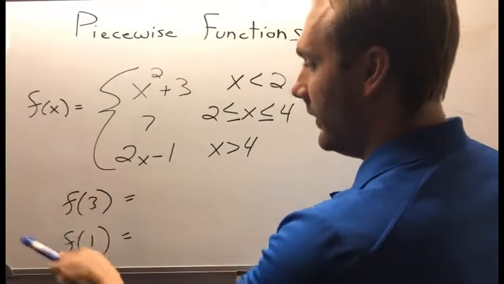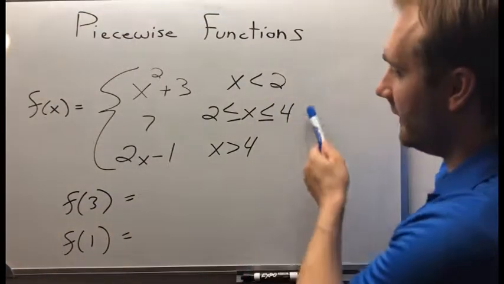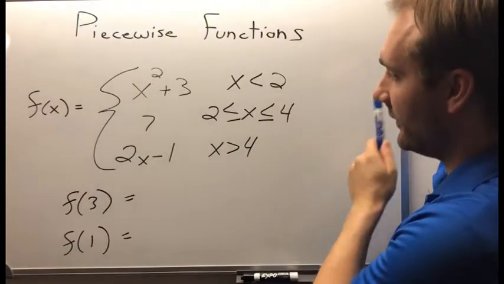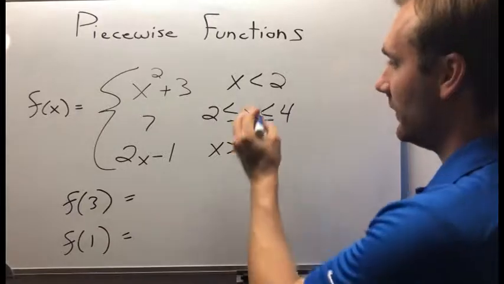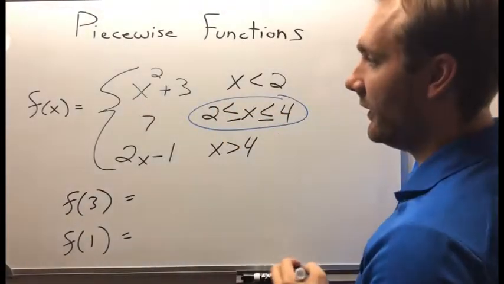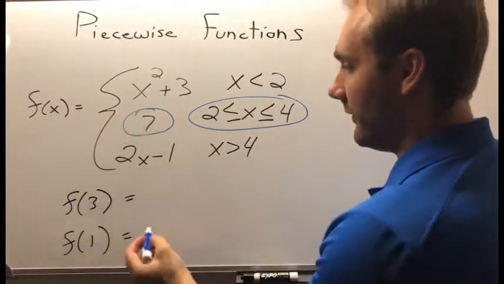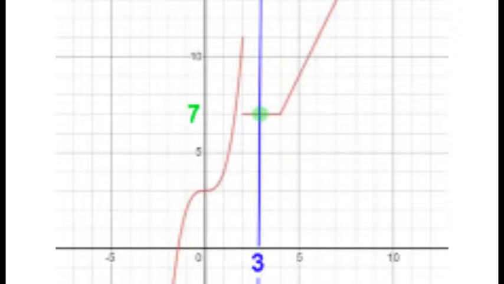Now, I want to find what is f of 3. F of 3, where does that fit in my piecewise? Let's see, 3 is not less than 2. 3 is in between 2 and 4. So I'm going to look here. And what is my function when it's in between here? Well, that function is 7. So f of 3 equals 7. And as you see here in the graph, when you go to 3, it does equal 7.